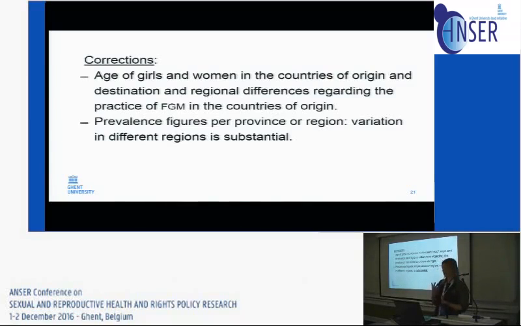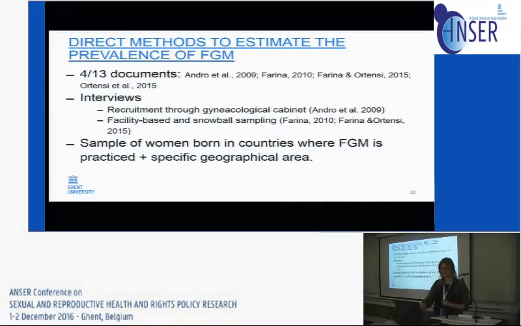And also a lot of corrections were made based on the region where women were coming from, because we know that in one country, for example in Senegal, you see that in one region there is a higher percentage of FGM practice than in other regions. And so it's important to take that into account.